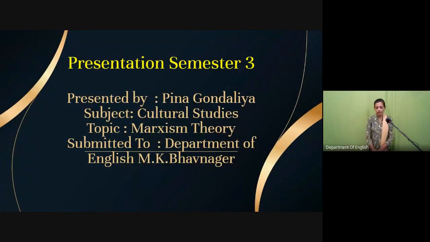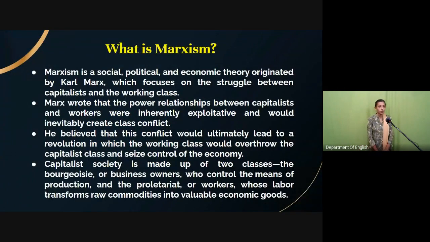Now visible. Okay, so my topic is study of Marxism theory with example of Titanic movie and Avatar. So first of all, we discuss what Marxism is. Marxism is a social, political and economic theory originated by Karl Marx, which focuses on the struggle between capitalist and the working class. Karl Marx's most famous work is Das Kapital, in which he described the struggle between three classes, the aristocrat class, middle class and upper class.